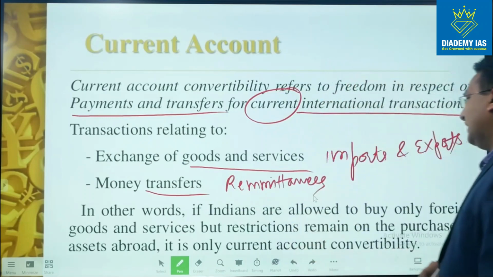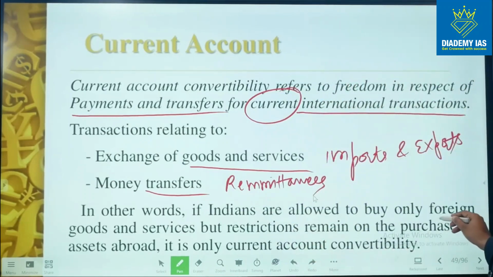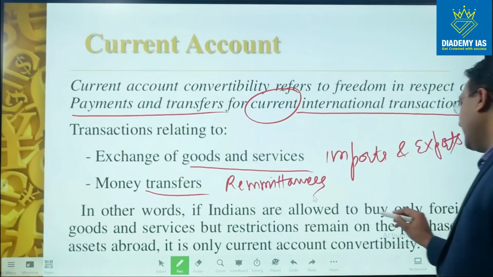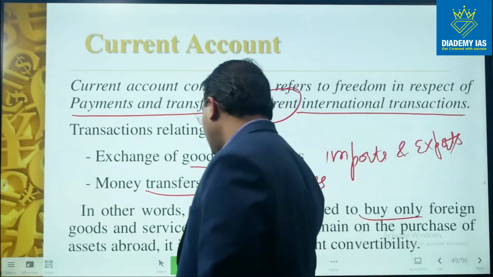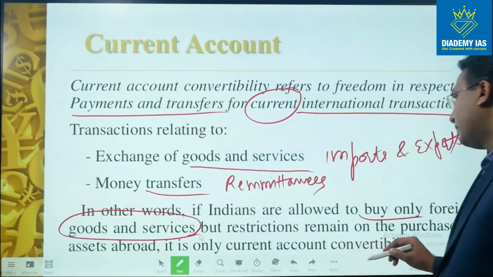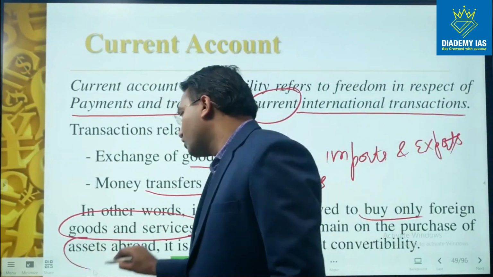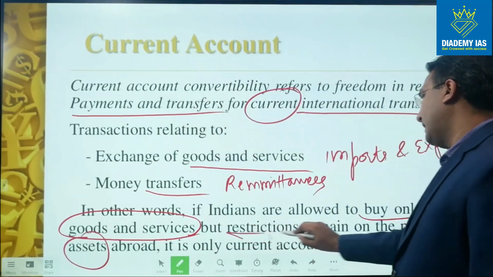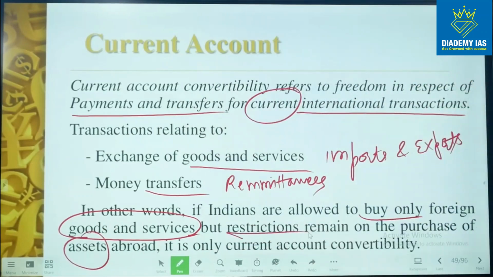In other words, if Indians are allowed to buy foreign goods and services, right? So they can buy only and only goods and services. But restrictions remain on the purchase of assets. So there are restrictions on the assets. So it is called current account convertibility.